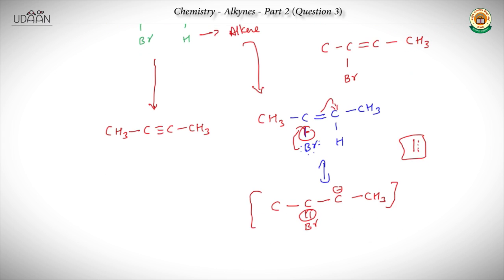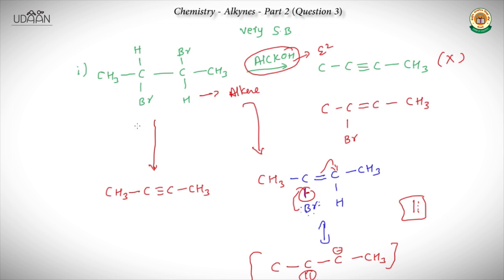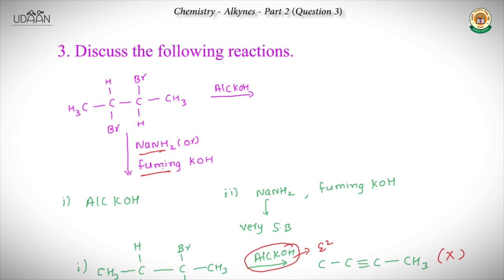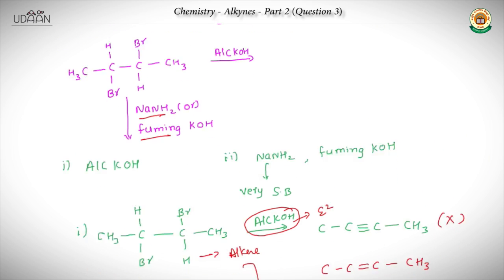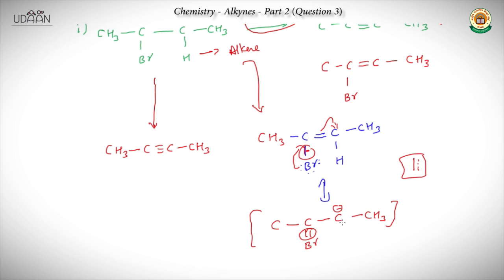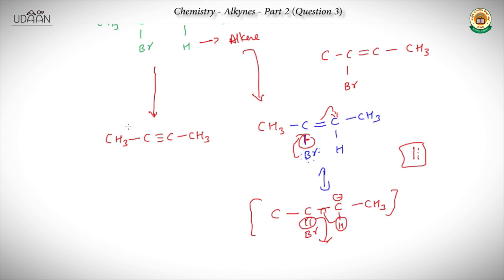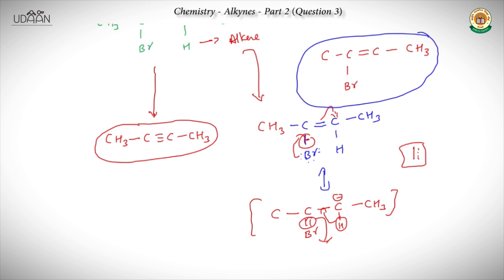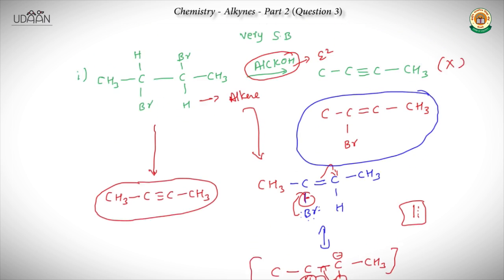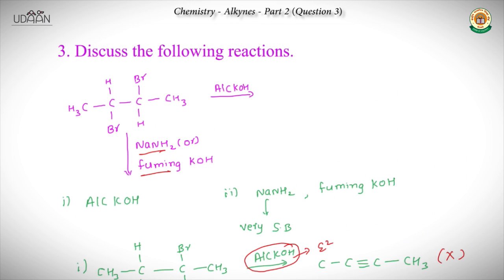Now, to break this bond, you need very strong bases like NaNH2 or fuming KOH, as shown here, because they will abstract hydrogen from here and favor this reaction. So for the second pathway you got an alkyne, whereas for the first pathway you got an alkene. Here we end this third question. Now let's move on to the fourth question.